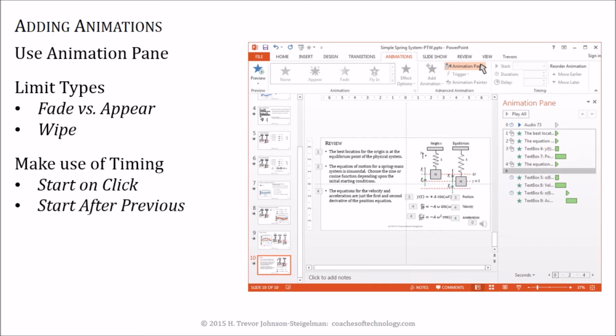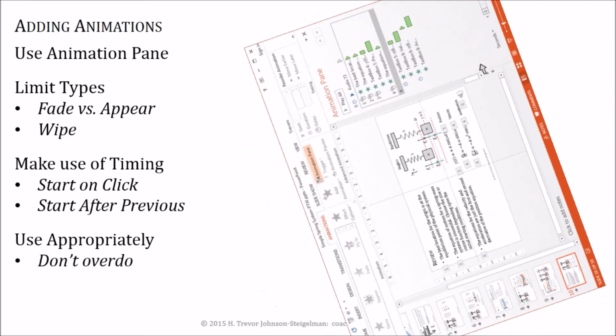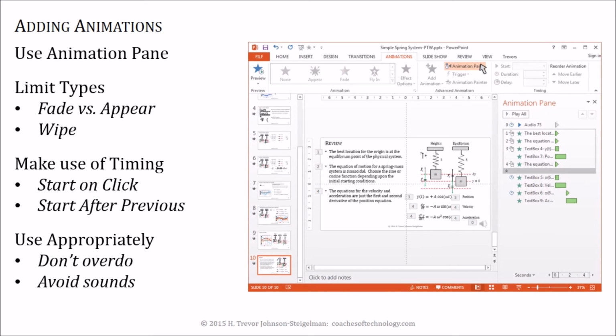You'll want to make use of timing. You can start things on a click, or you can start them after previous. If you noticed when this bit of information came in, I clicked once, so the headline showed up and then the other thing showed up. If everything comes in on a click, oftentimes you spend a lot more time talking on something, and sometimes you'll talk about it before it actually appears. So you can group things and make them come in together in small groups. Okay, I don't think I need to say anything else after that demonstration.